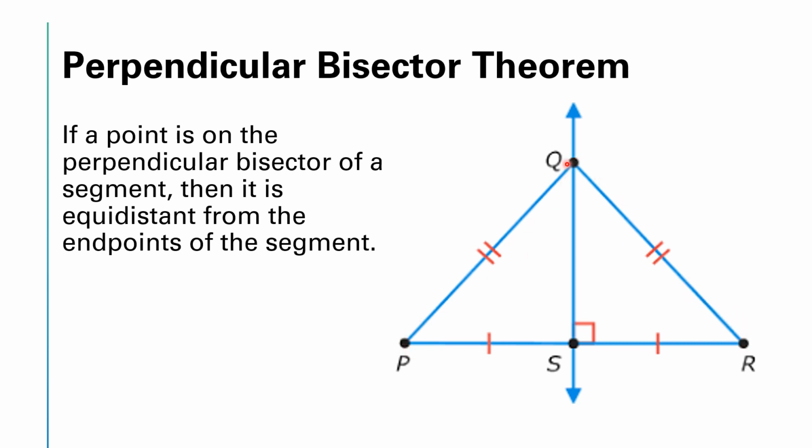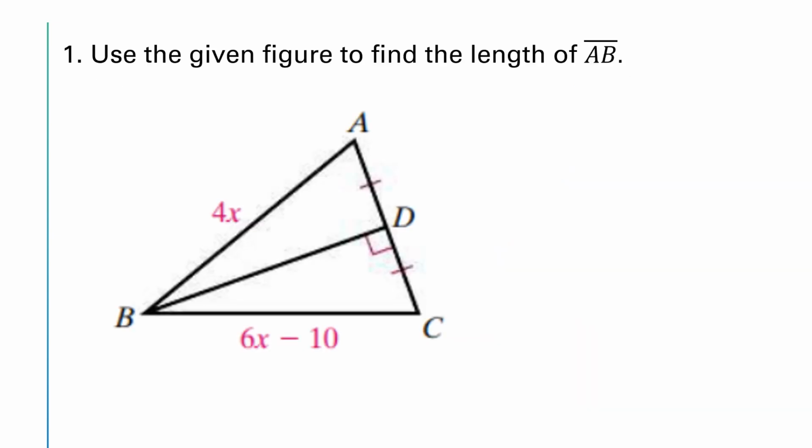All right, so PQ is equal to QR. All right, so let's put the perpendicular bisector theorem into action. It says, use the given figure to find the length of the line segment AB.